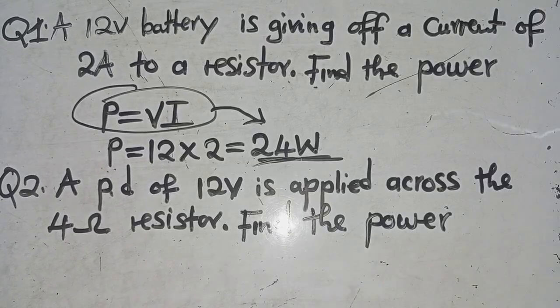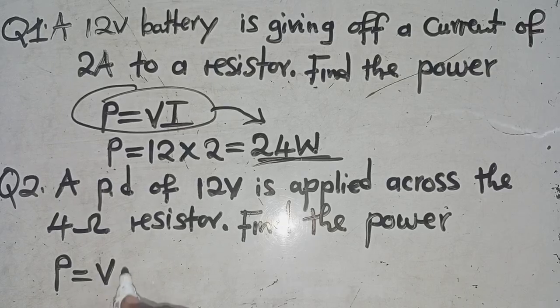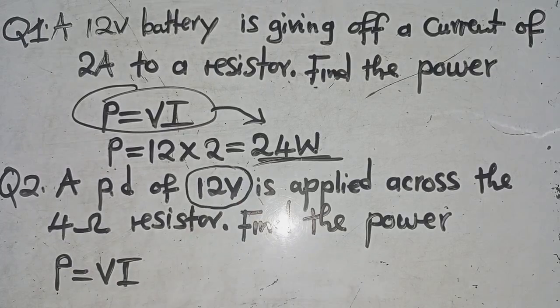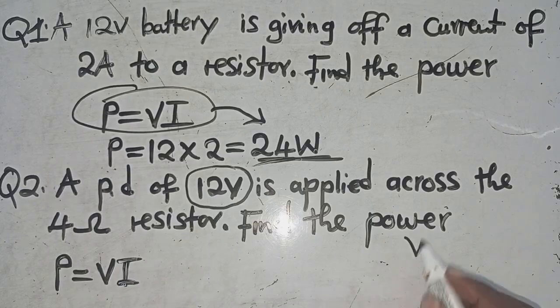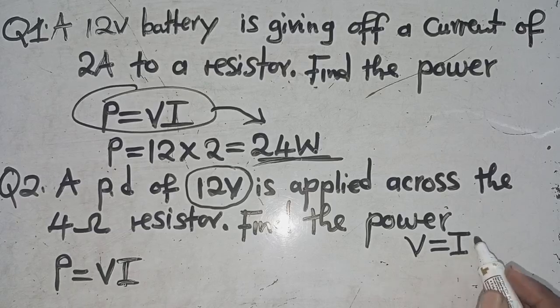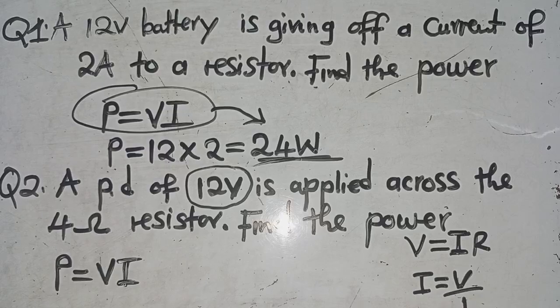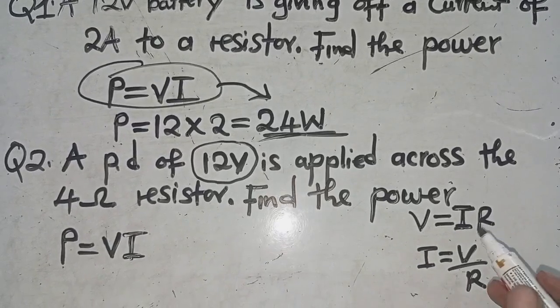So how can you find the power now? You know that power is equal to voltage times current. The voltage, quite right, we have. Then how about the current? Current is not given. What are we going to use? The formula I gave you: voltage is equal to current times resistance. We have the resistance and the voltage, so we are able to calculate current. So current is equal to voltage over resistance, isn't it, when you make I the subject of the formula.